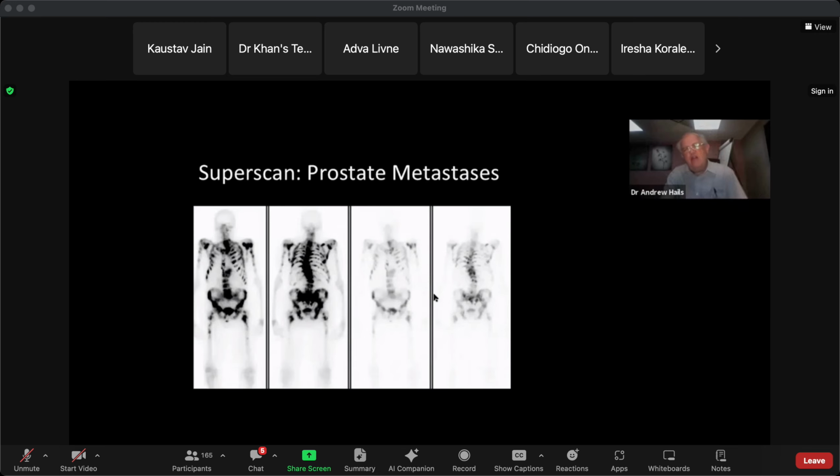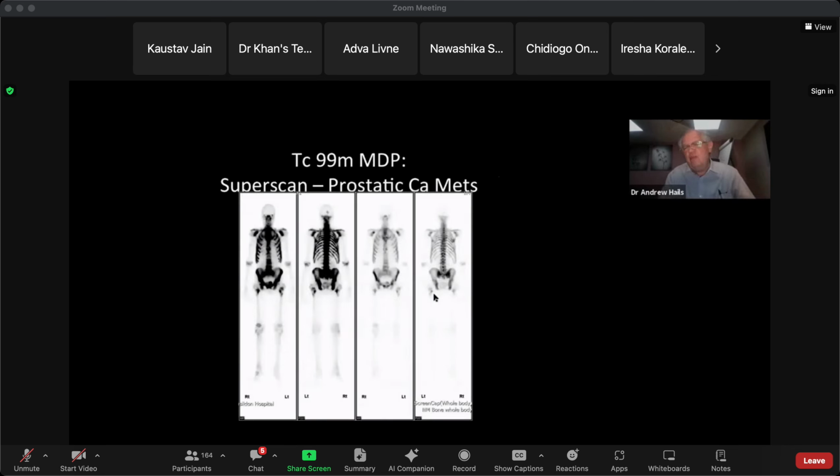Now, you look at this one, and this is also a super scan, but of course it's an easy super scan because there are still foci of increased uptake. So it obviously, or not, but it very much looks like metastases, whereas the previous one, you know, it's generalized.